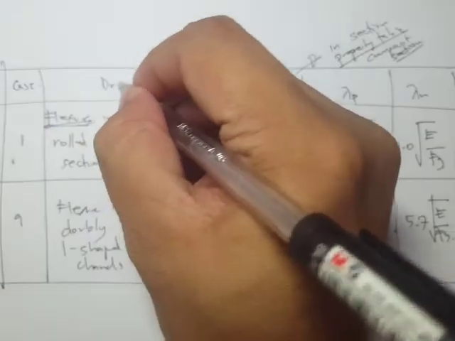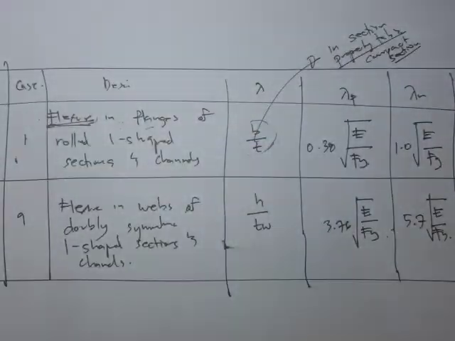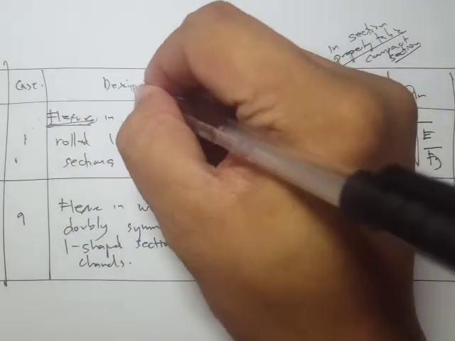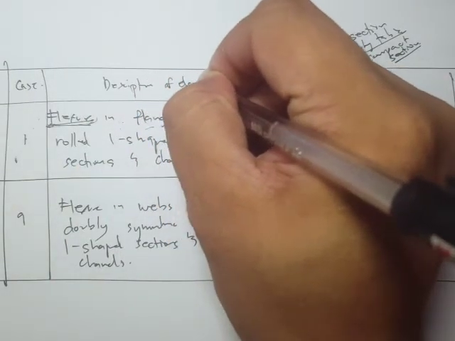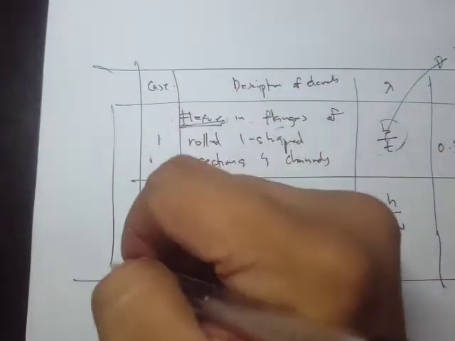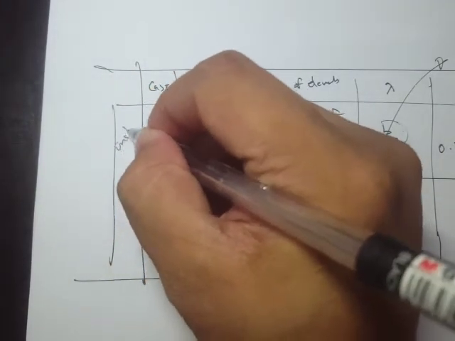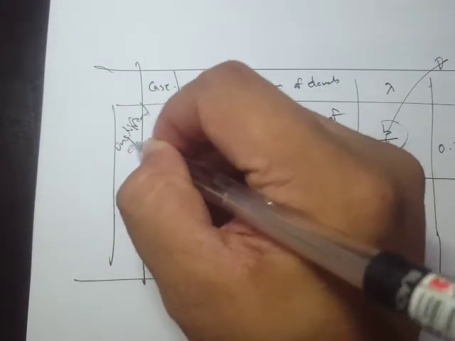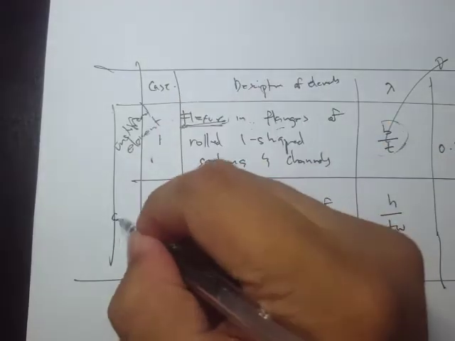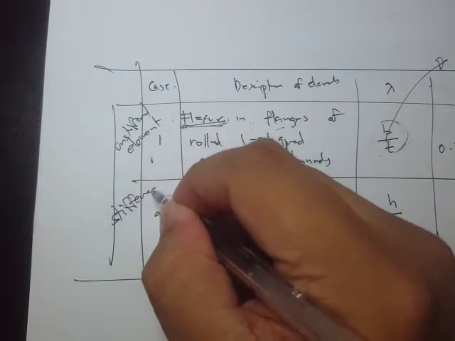Okay, so this is the description of elements. And here you'll also find that it is unstiffened elements. And this one is stiffened element.